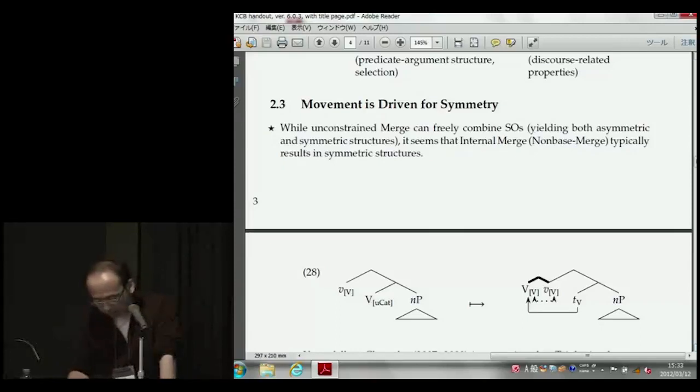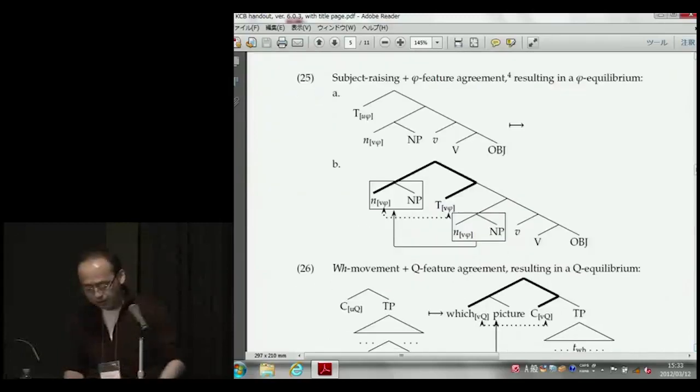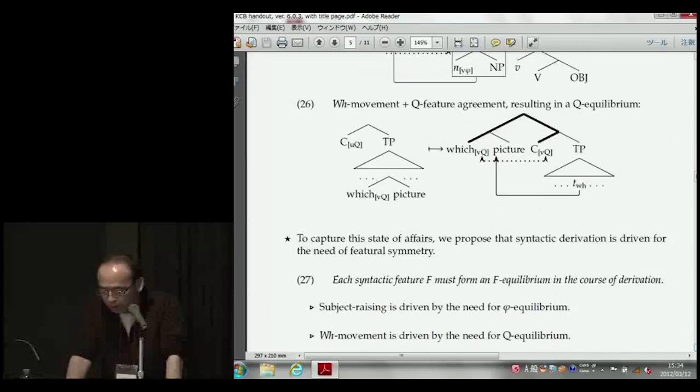Okay, so unconstrained merge can freely combine SOs, generating both asymmetric and symmetric structures. But it seems that internal merge, non-base merge, typically results in symmetric structures. Subject raising results in a theta equilibrium, while WH movement results in a Q equilibrium. This pattern seems to be quite systematic, and we would like to know why this is almost always the case.